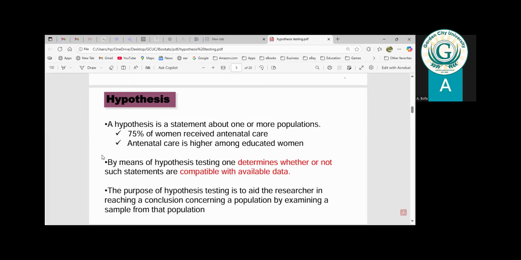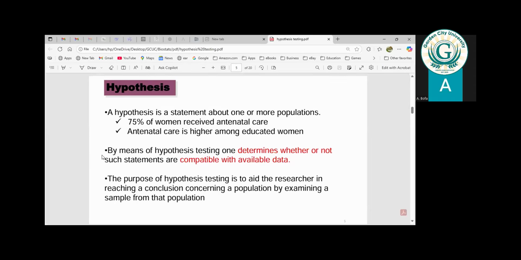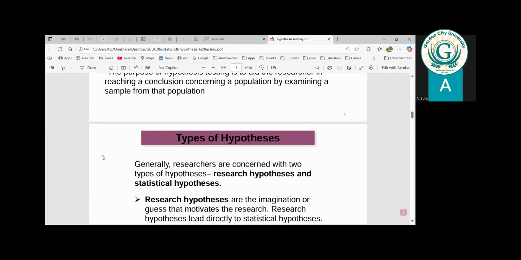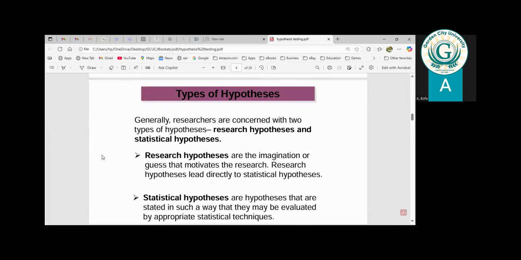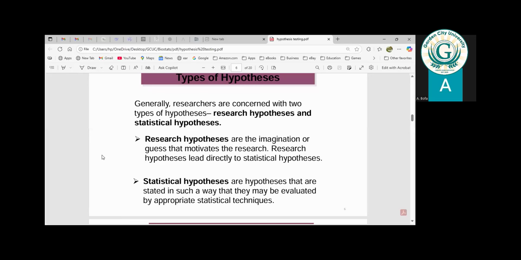Another person is saying that antenatal care is high among educated women. So it's a claim, and this claim can be true or false. Is it true that antenatal care rates are high among educated women? You need to go and check if truly it is that or not. So you need to state your hypothesis. And for this hypothesis, we have what we call the research hypothesis and the statistical hypothesis. The research hypothesis and the statistical hypothesis.